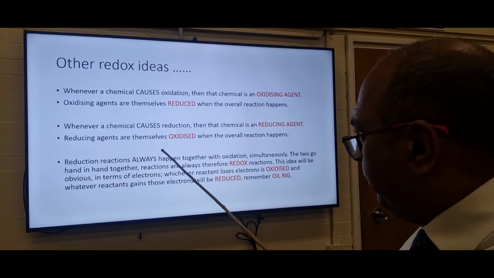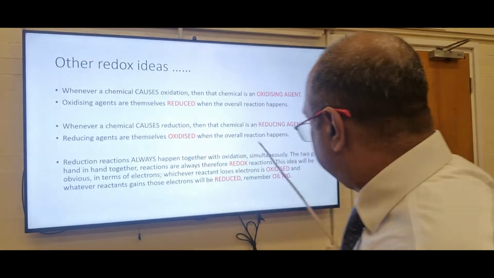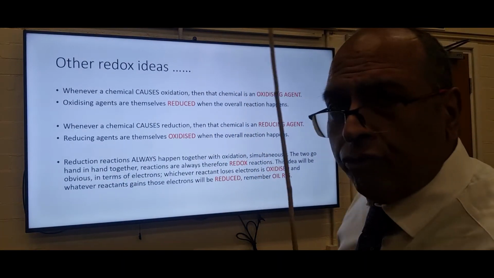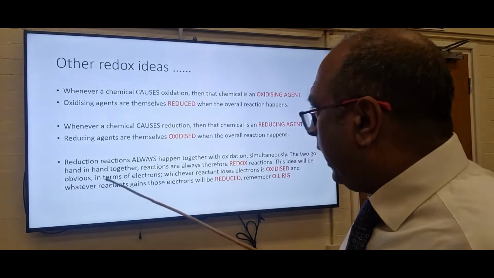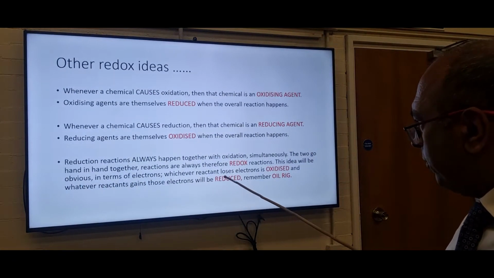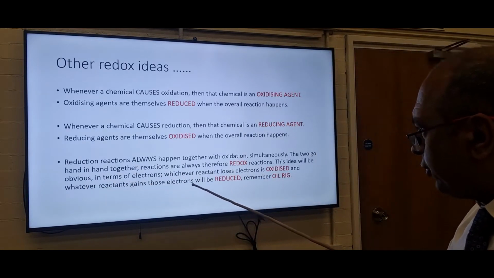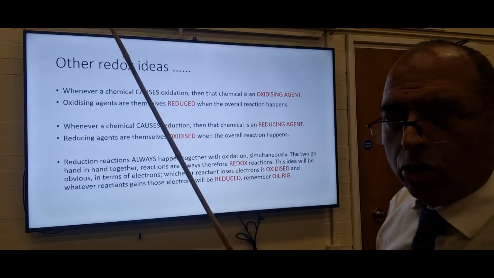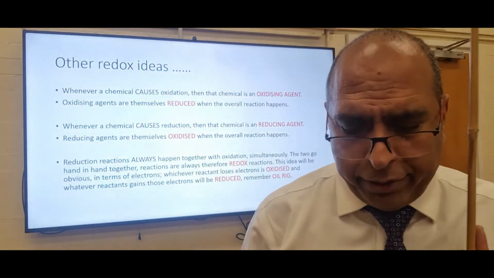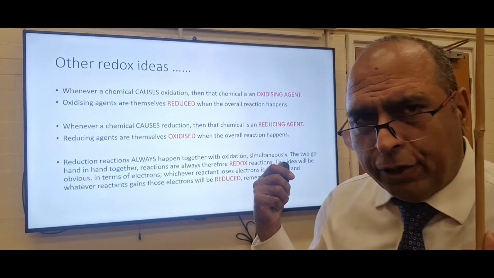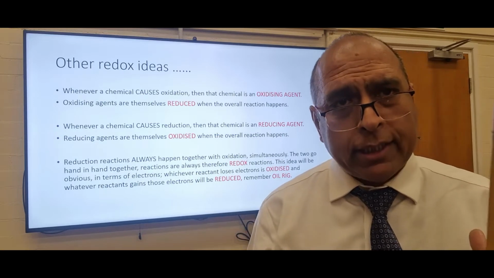Reduction always happens together with oxidation simultaneously. Simultaneously means at the same time. The two go hand in hand together. Reactions are always redox reactions. This idea is obvious in terms of electrons. Whenever something loses electrons, it's oxidized. Whenever the reactant gains electrons, that will be reduced. And therefore you'll have oxidation and reduction together. OIL RIG ideas together. The whole thing is redox. You might have to read that a few times, but focus on the red markings and get those ideas sorted in your head.